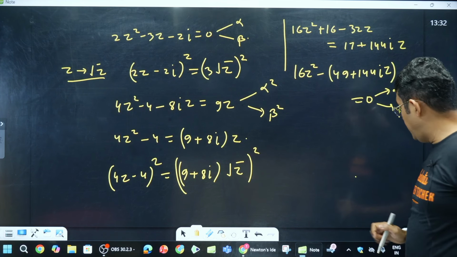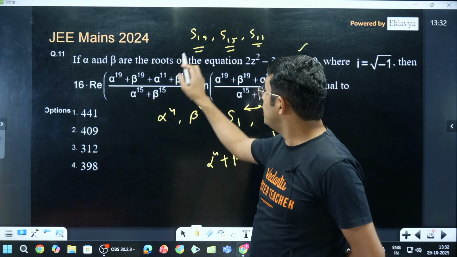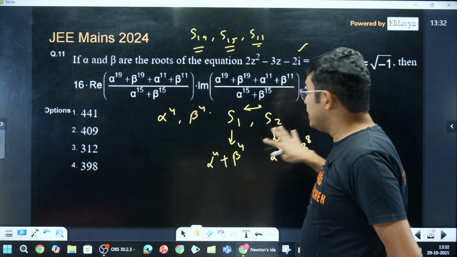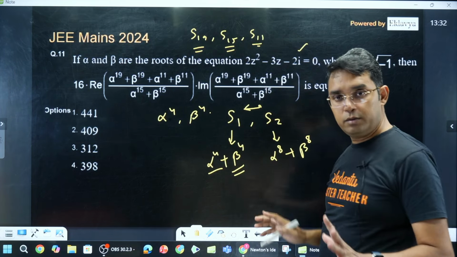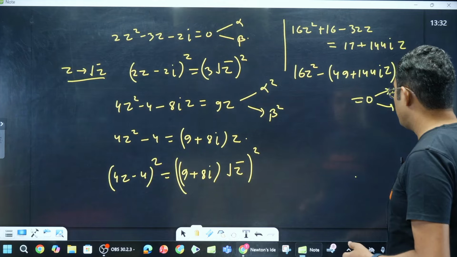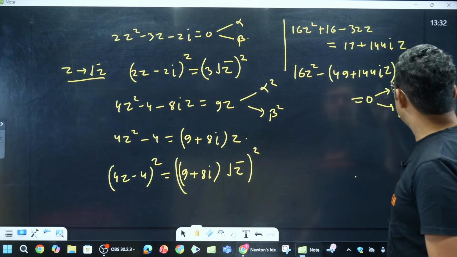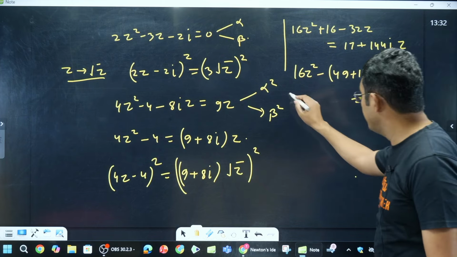Now here you can say that if I make a relation like this, a relation of S1, S2, S3, then there will be a gap of powers of 4. Now I am going to use this. Please understand how I am going to use it. Because I said this, alpha power 4, beta power 4 should satisfy it, because they are roots.